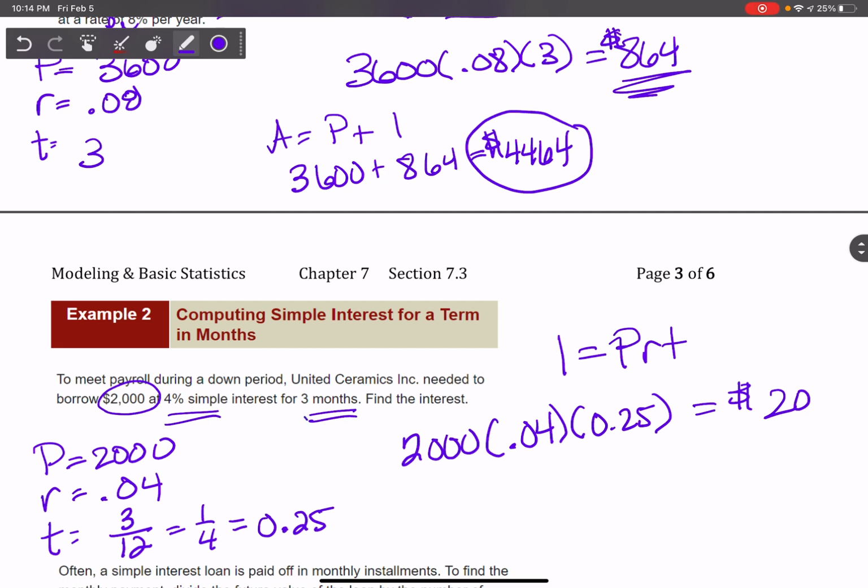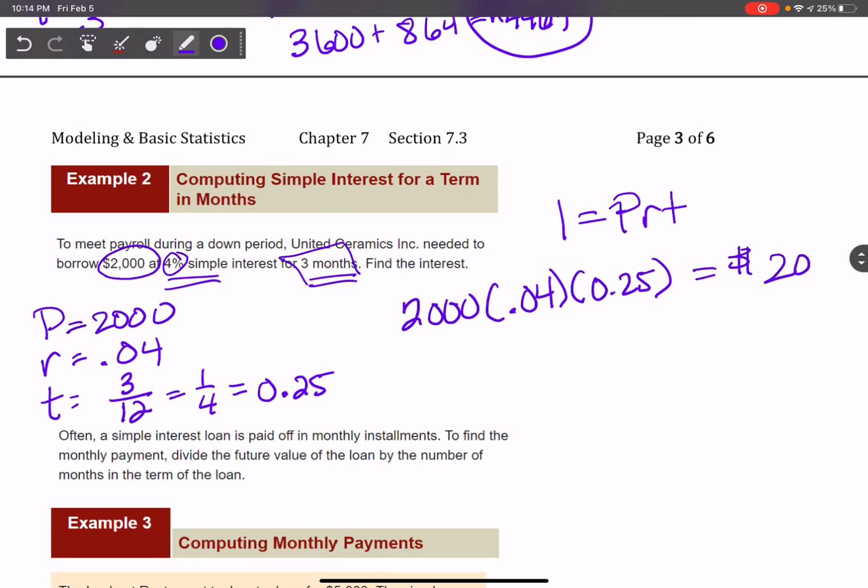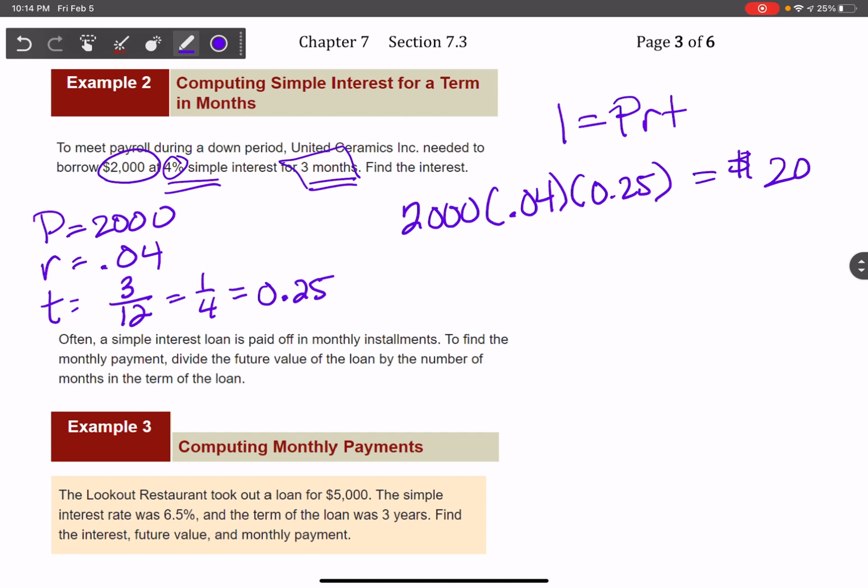Okay, does it make sense? Yes, I'm only borrowing for 3 months with a 4% simple interest, so it makes sense that my interest is about $20. Often a simple interest loan is paid off in monthly installments. To find the monthly payment, divide the future value of the loan by the number of months.